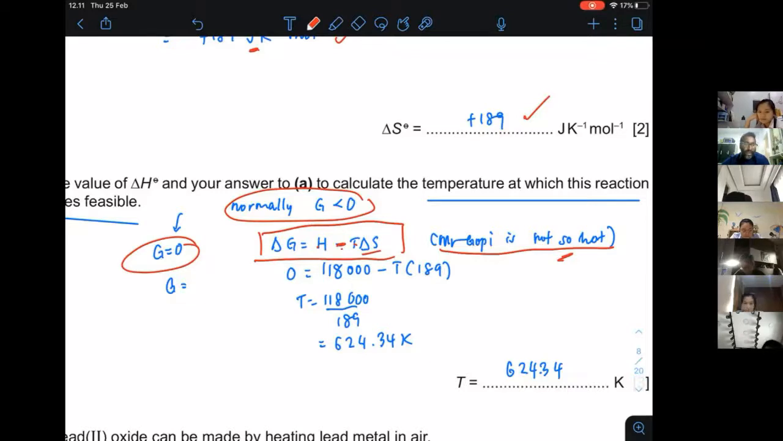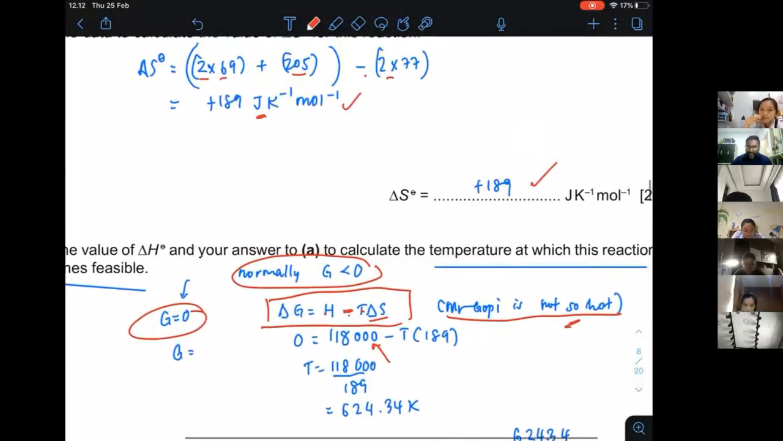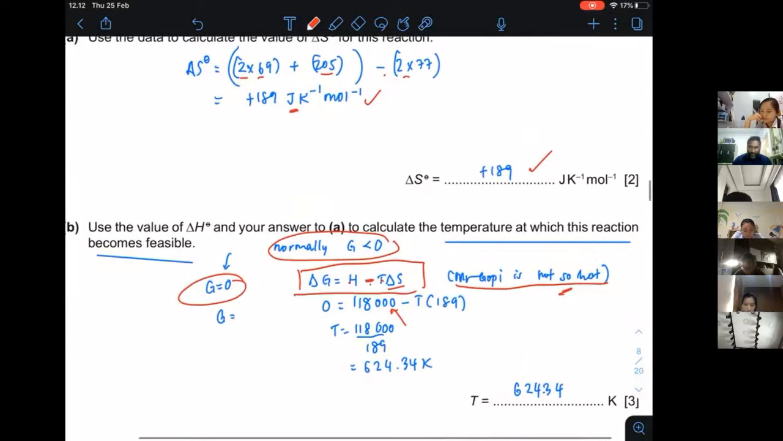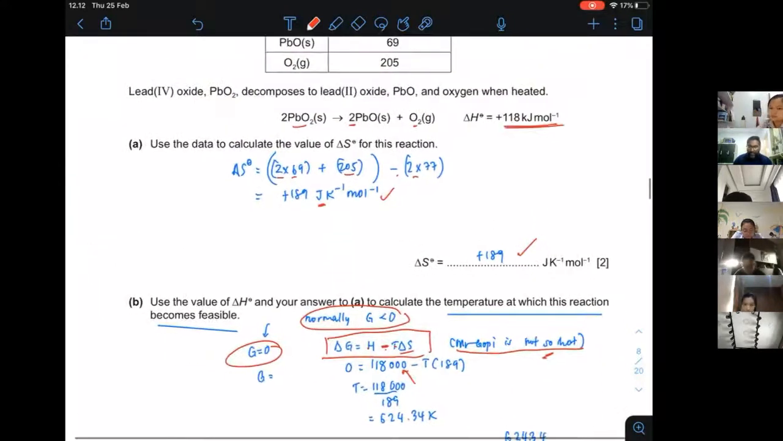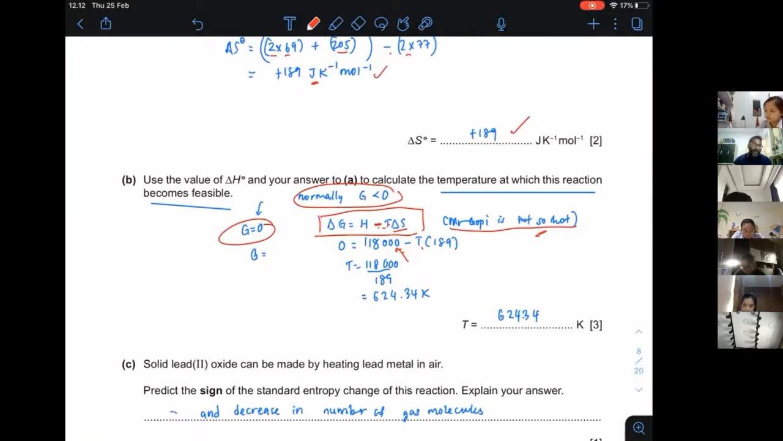Once you have that, the important thing is writing this in a proper unit. Here I'm going to use joule only. So 118, you can see 118. Where do we get this? It's from here, kilo, so times by 1000. You have this minus the temperature that I'm looking for, which must be in Kelvin, and then you have this 189. It's going to be joule, no need to change. You already changed the enthalpy change already. Then calculate the temperature and you will get 624.34.